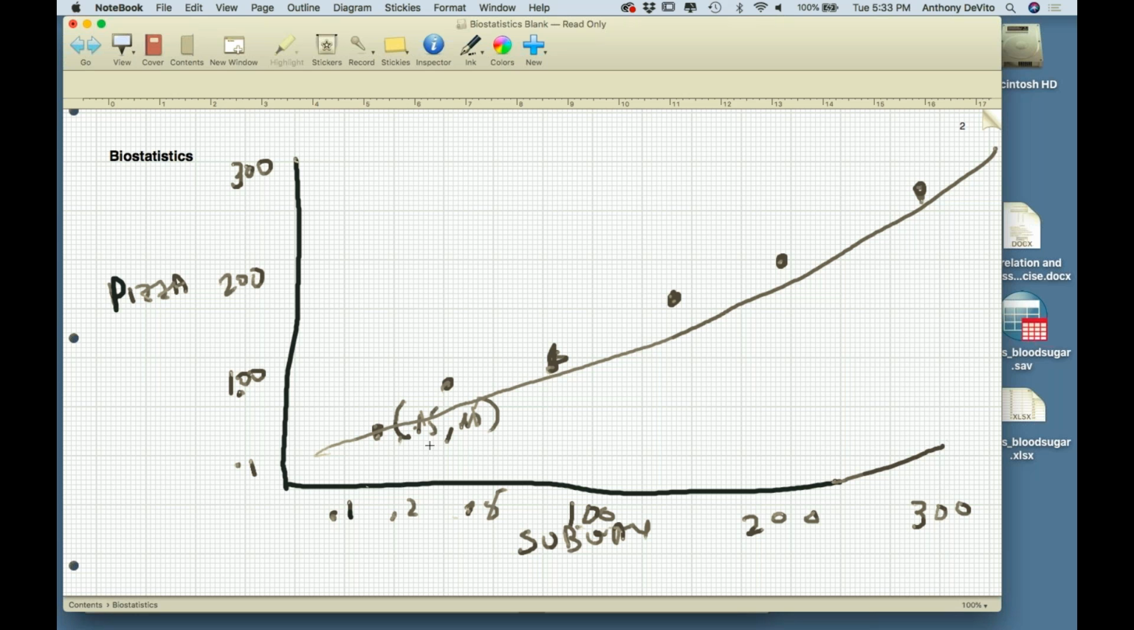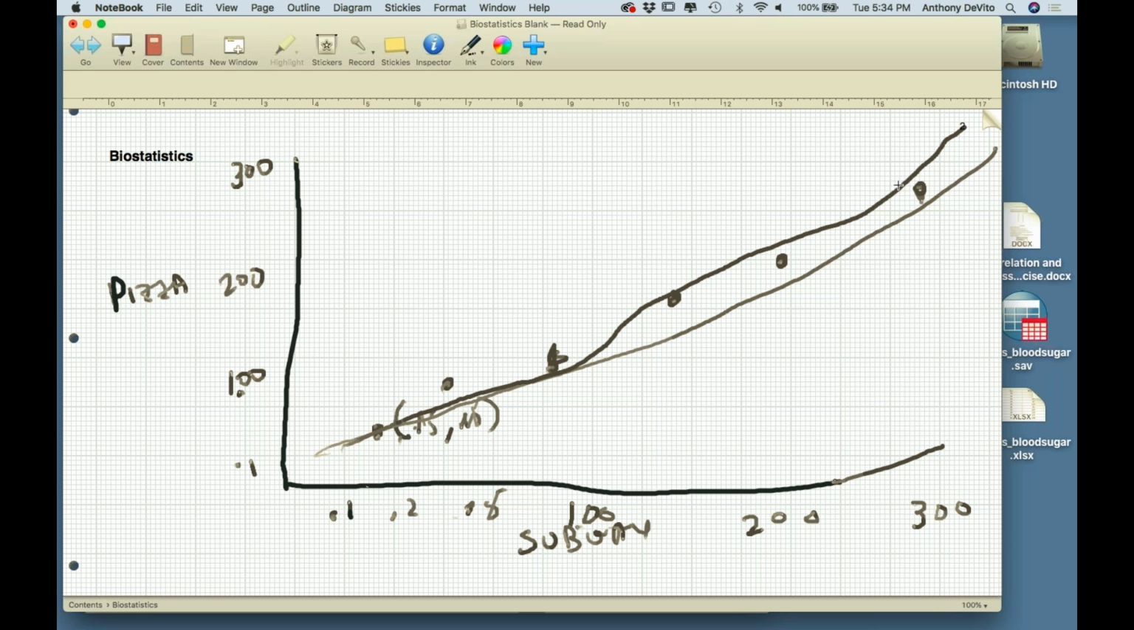I could draw a line that approximates that slope, that increase, that change in the price of pizza versus change in the price of the Subway. That slope gives us an idea about how fast they're going up and how strong the association is.